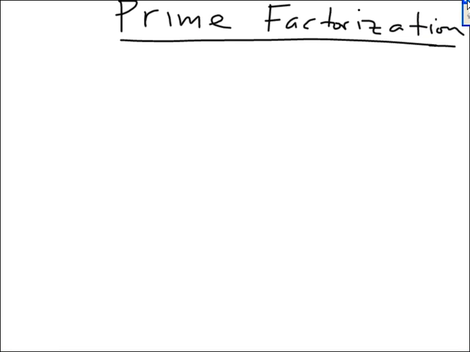Prime factorization. How do you write a number, say 36, as the product of numbers? It might be one number, it might be two numbers, it might be three numbers, it might be 33 numbers, but they should all be prime numbers. The way you do such a thing, the easiest way, is a factor tree.